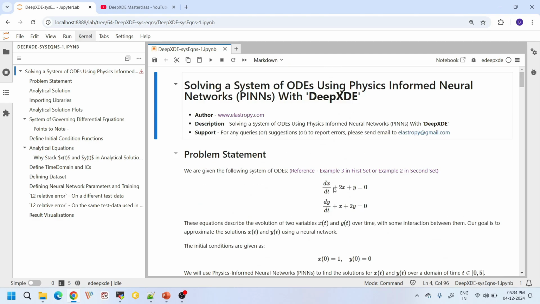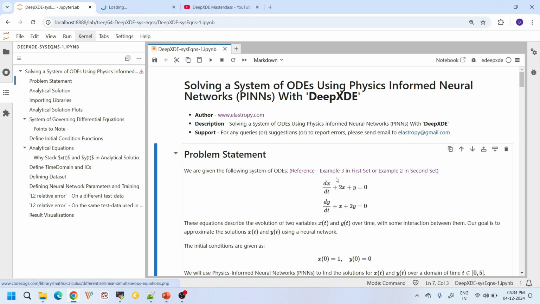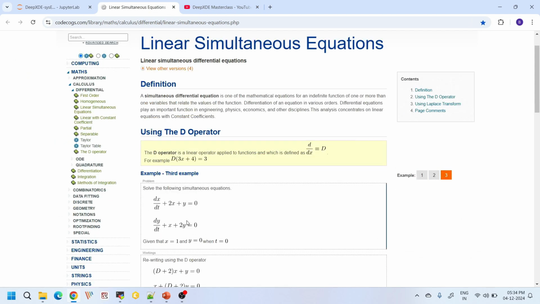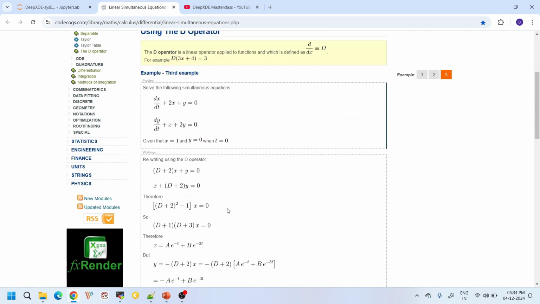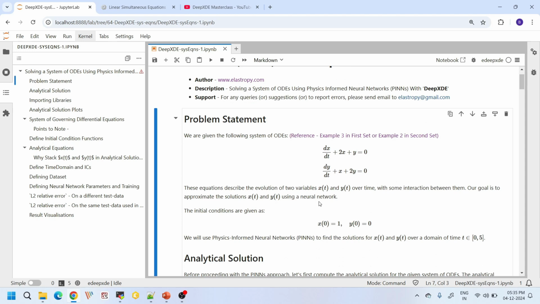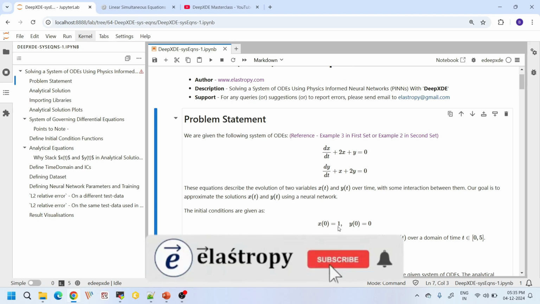So these are the set of differential equations that we are going to solve today. I have taken these examples from this particular website, so we can find these equations here. This is where the equations are listed, and these are the analytical solutions for x of t and y of t. For these equations, we have an initial condition x of 0 is equal to 1 and y of 0 is equal to 0.